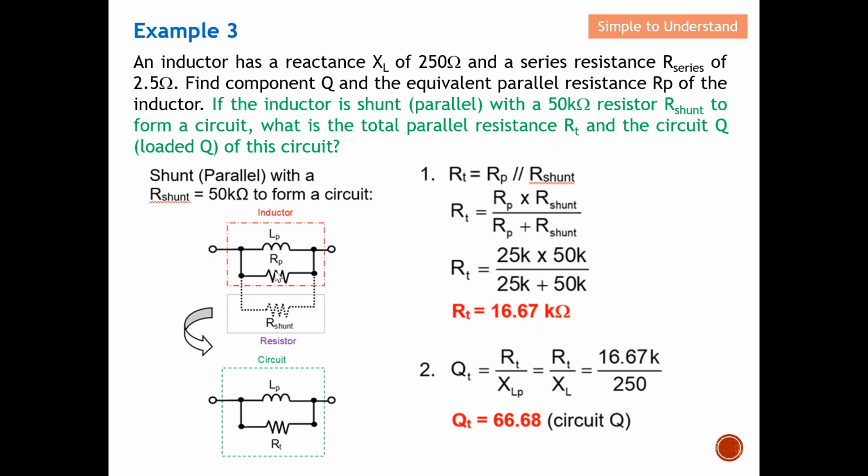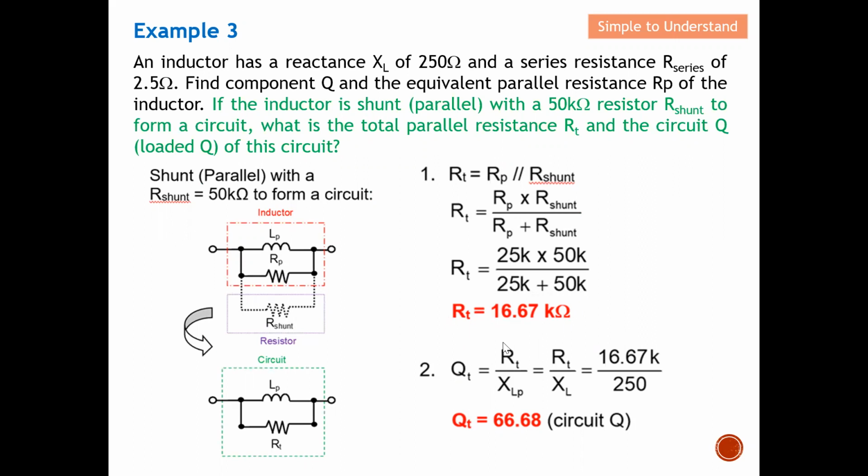So these two resistors add to form the RT. We know that these two resistors are connected in parallel. So to calculate the total resistor, it will be these two resistors in parallel. We can use this equation to compute the total resistor value, which is equal to 16.67 kilo ohm.